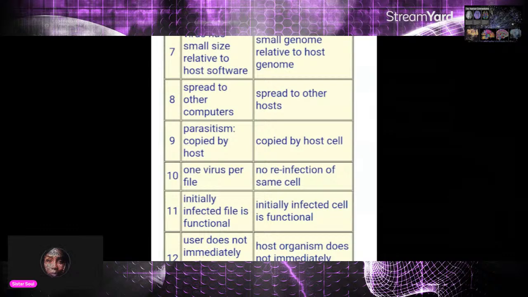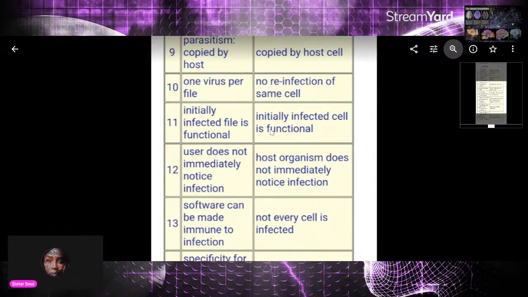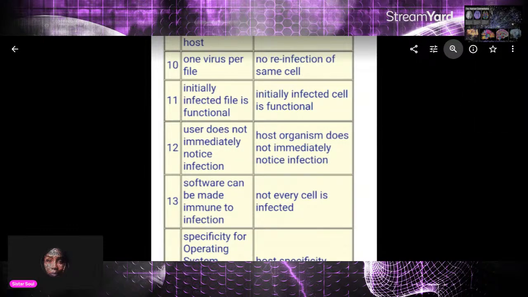Parasitism: it is copied by the host, and it is also copied by the host cells within the human, or within a starlight, a crystal light. Crystals carry frequency. We know that. One virus per file is what's in a computer. There's no reinfection of the same cell within us. The difference is that within a computer, it's in a filing system; with you, it's in your cell. So this particular cell can't be reinfected if it's been previously affected and then cured.